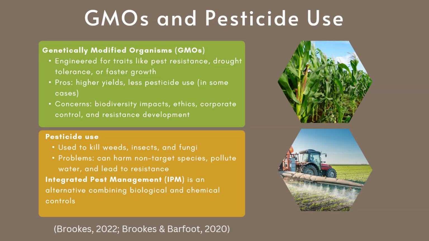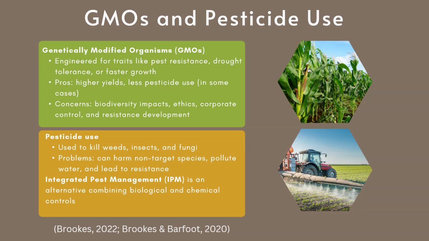However, GMOs also raise important concerns. Some scientists and environmental groups worry about the impact on biodiversity if engineered genes spread into wild plant populations, or if fields become dominated by a small number of genetic varieties. There are also ethical questions about altering species at the genetic level, as well as concerns about corporate control, since many GMO seeds are patented and require farmers to purchase new seeds each season. Another issue is resistance. Pests may eventually adapt to the engineered traits, reducing those long-term effects, and that creates new pest management challenges.